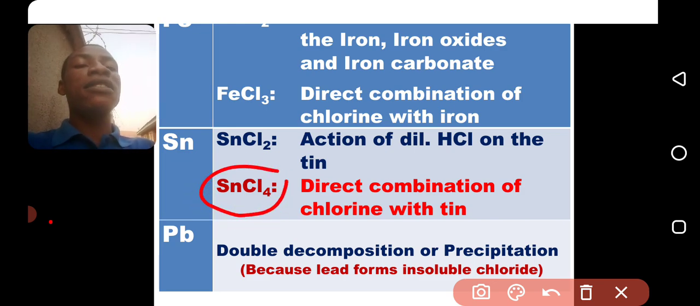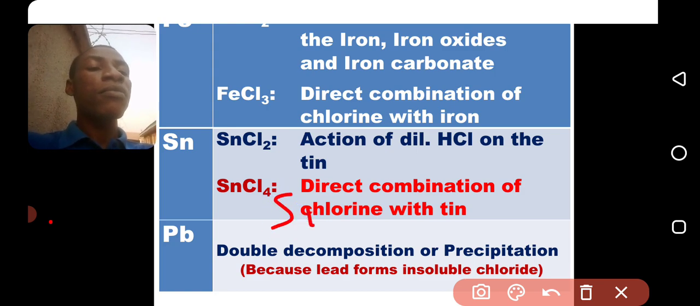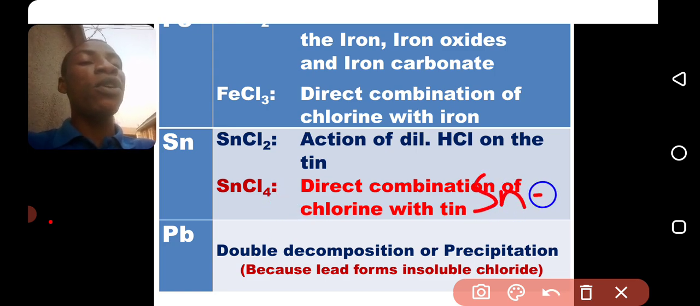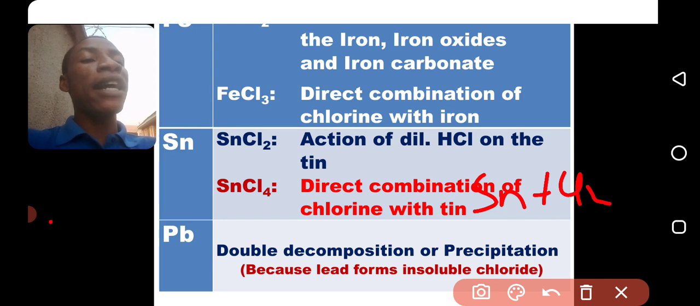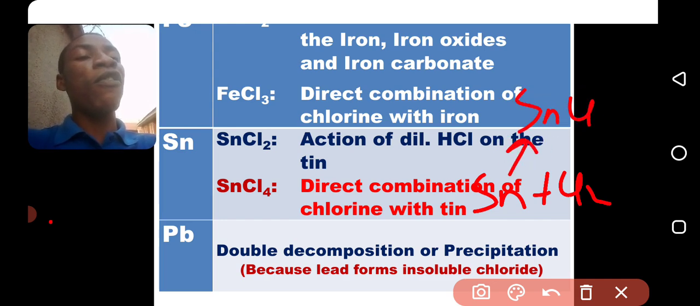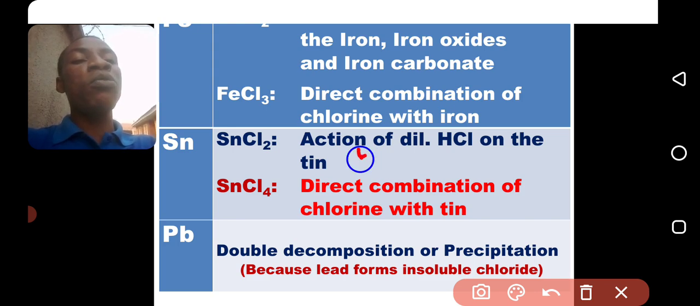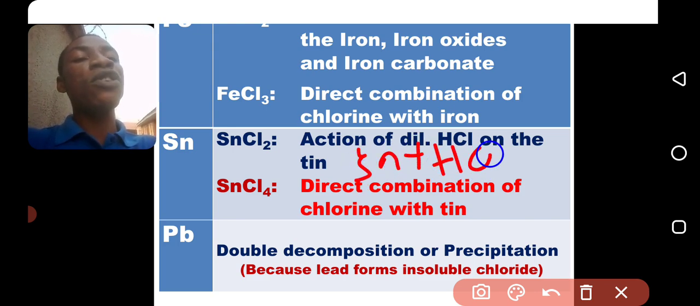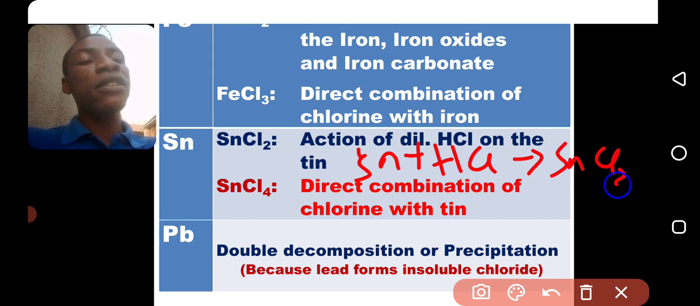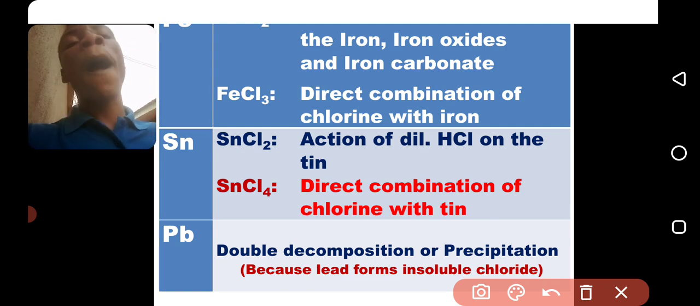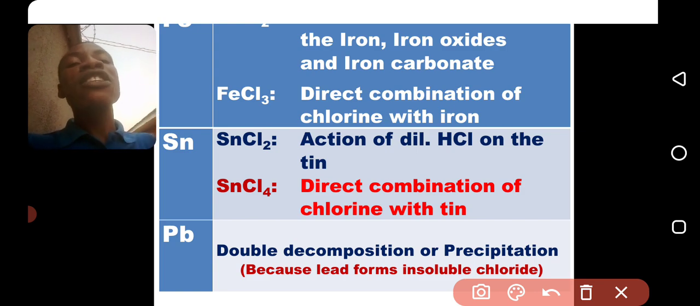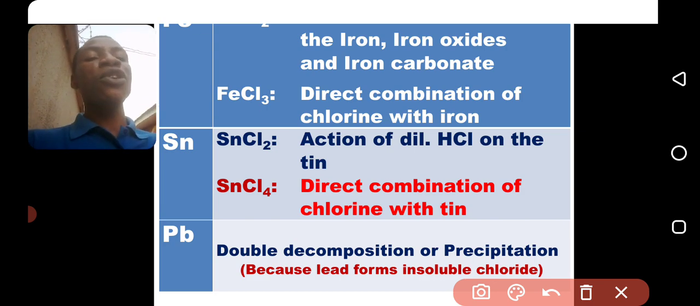Here it will be tin plus chlorine. That's when we get tin 4 chloride, SnCl4. But to get tin 2 chloride, it will be tin plus hydrochloric acid. That will give you tin 2 chloride plus hydrogen gas. So take note of that. When you know that the metal is a transition element, to prepare the chloride salt, the higher one, you use direct combination; the lower one, that's the lower oxidation number, you react with hydrochloric acid.